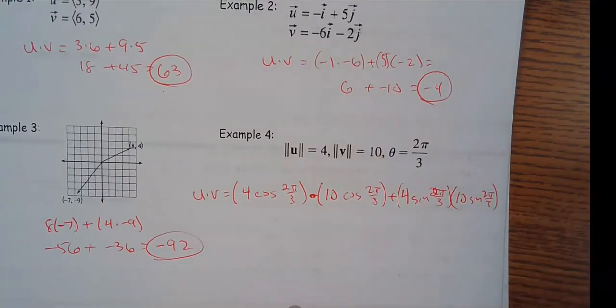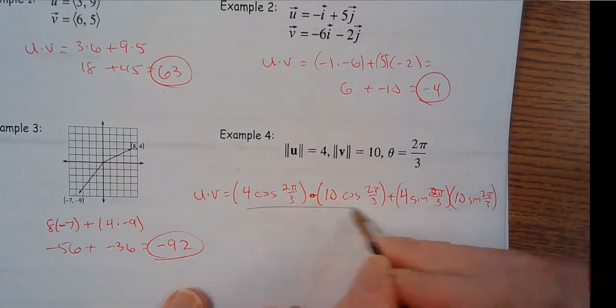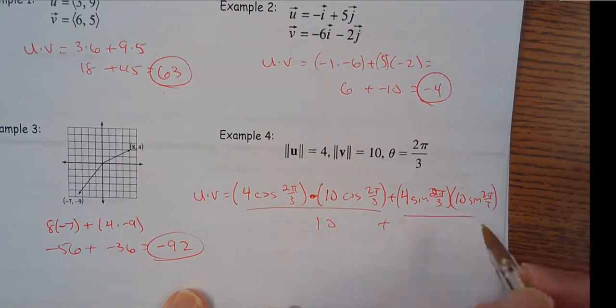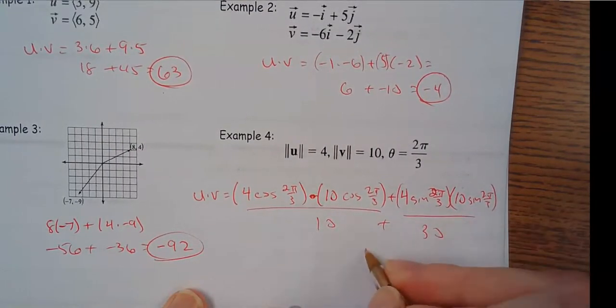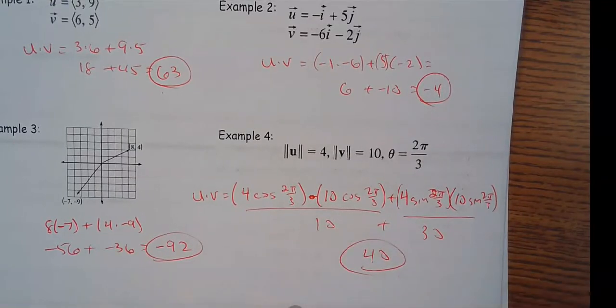So you could actually type that all in the calculator at once if you want. If you type this in, you get 10. If you type this in, you get 30. So it is 40 in the end that would be the dot product of that.